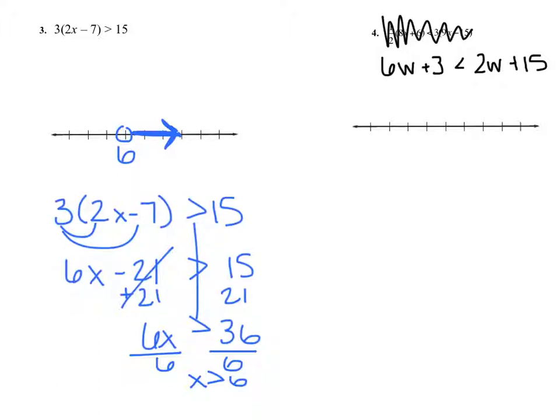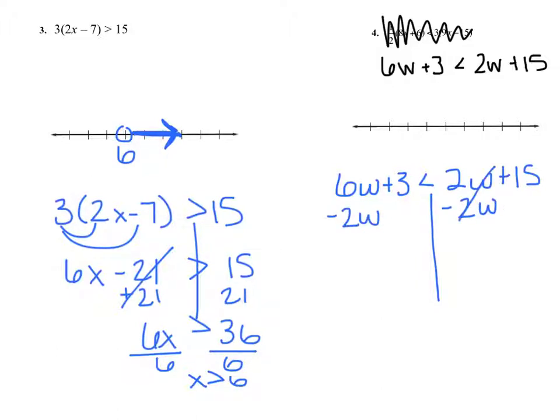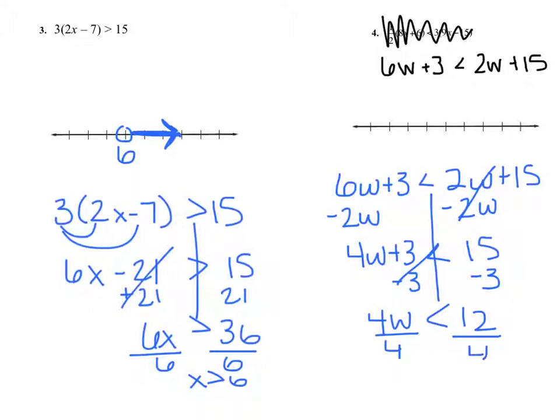All right, number 4, our last one. 6w plus 3 is less than 2w plus 15. All right, so now we're going to solve this inequality. First of all, I'm going to minus my 2w. I'm going to combine my variables first, giving me a 4w plus 3 is less than 15. And now we have to continue to isolate the variable. Minus 3, and that gives me a 12 here. 4w, I'm going to divide by 4, and w is going to be less than 3.